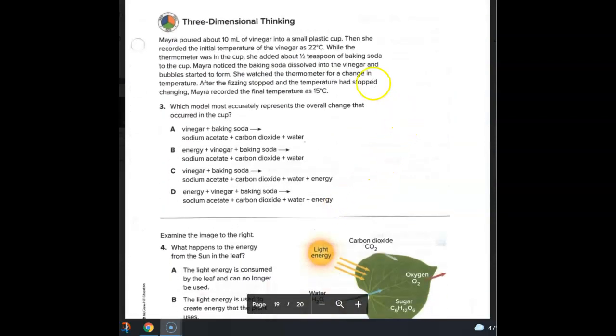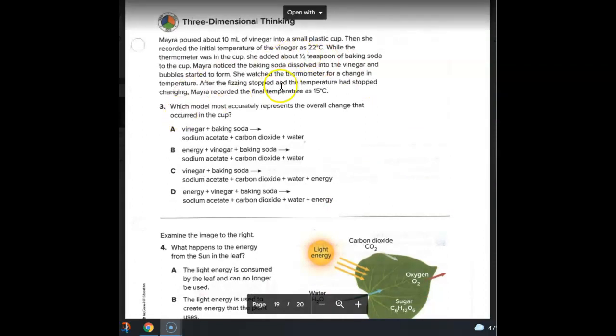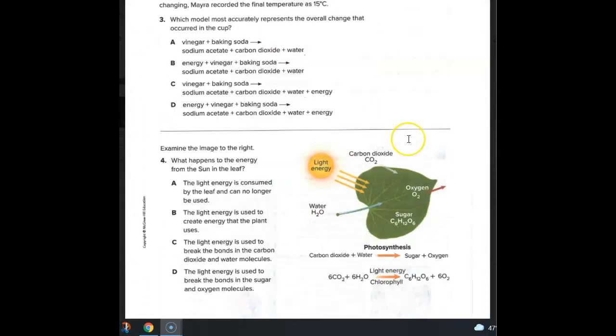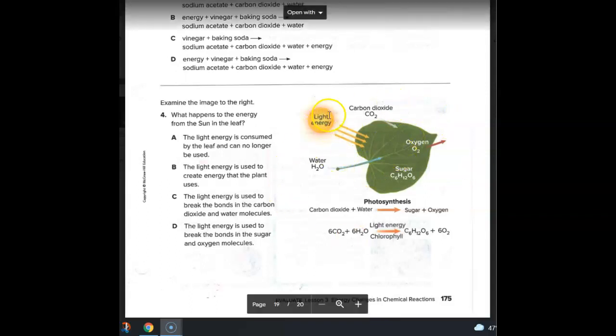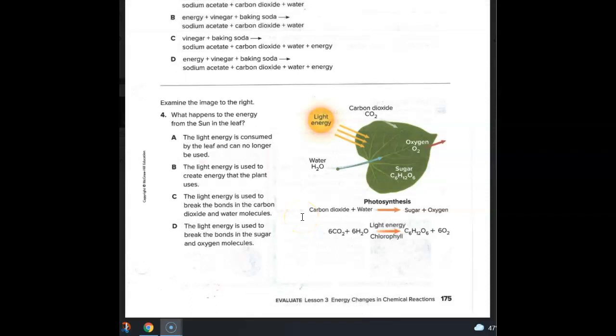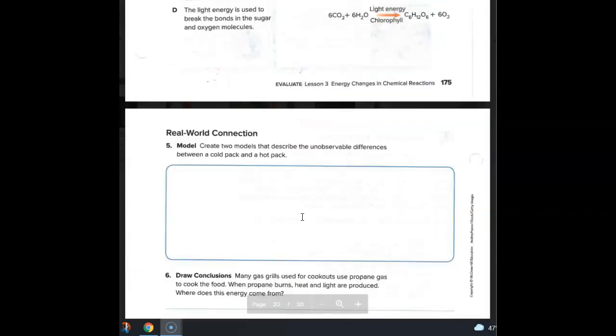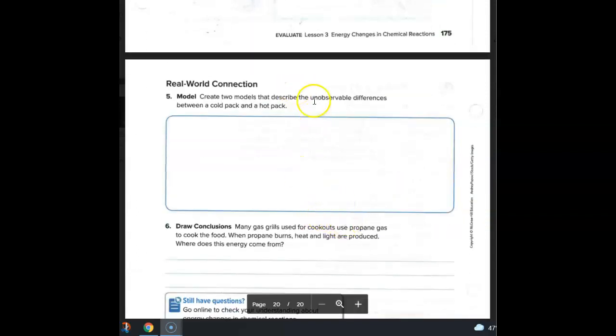On your three-dimensional thinking, you're going to read this paragraph and answer the question. For number 4, you're going to look at the image here on the right and answer number 4. Number 5, create 2 models that describe the unobservable differences between a cold pack and a hot pack. This is specifically talking about the type of reaction that is happening. Where is the energy coming from, or where is the energy going to?